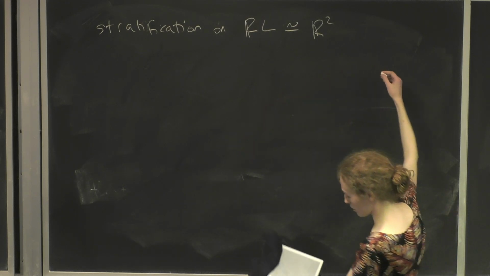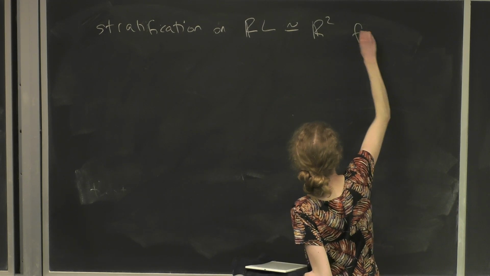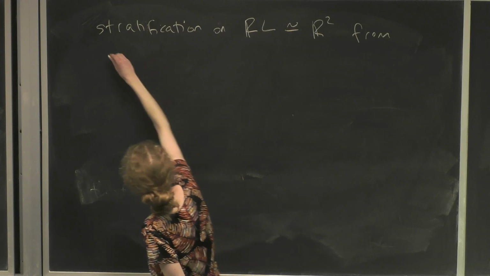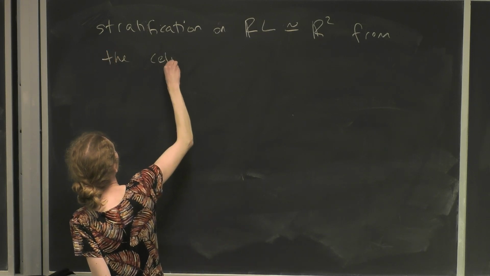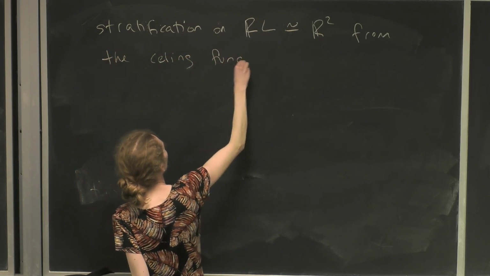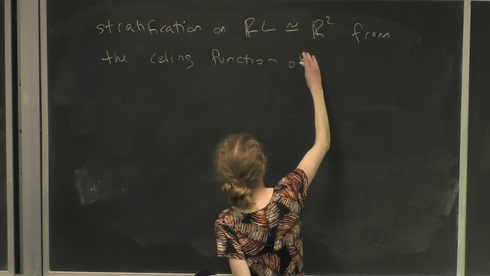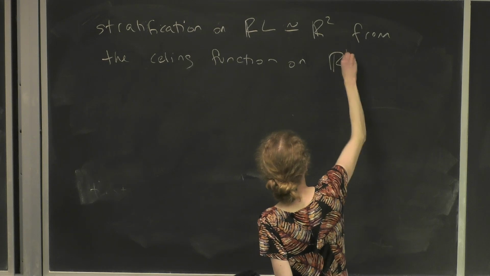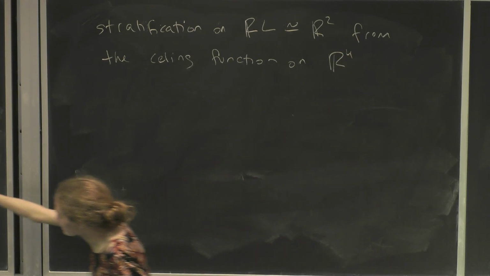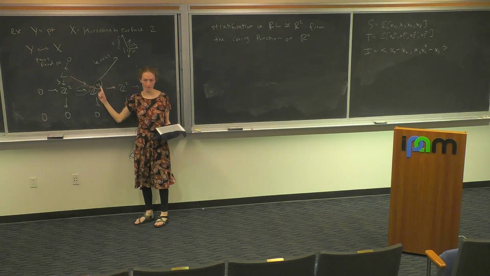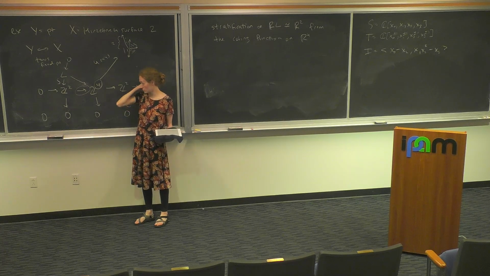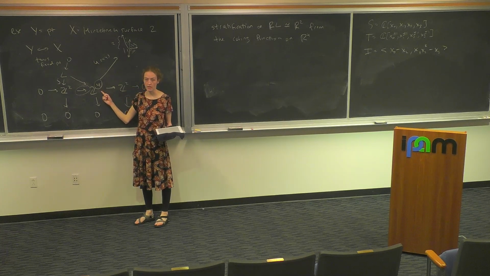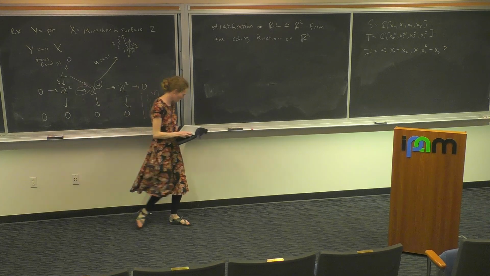So I'm going to have the stratification come from the ceiling function on R^4, where this R^4 is coming from this Z^4. So L is inside here, right? And we're going to take ceilings in here. OK, so let's actually do this.